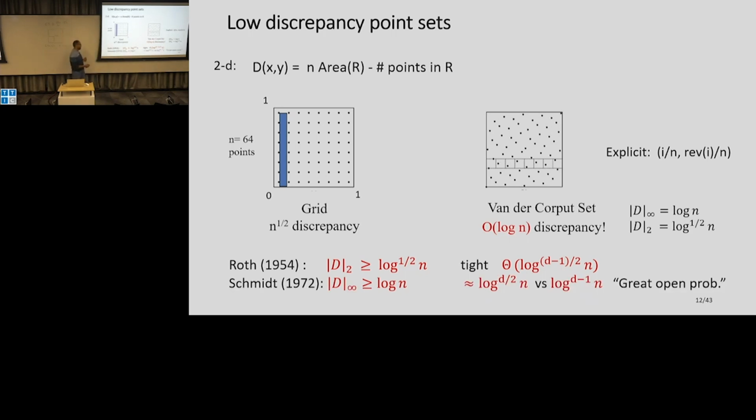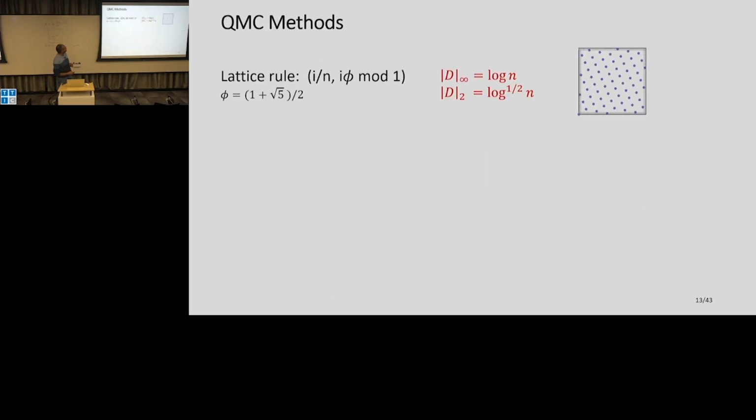And for the infinity norm, this was again later improved. It's still open to close the gap for D greater than 2. This is what they call the great open problem in this field. So this log n matches the lower bound for D equal to 2, but not for higher dimensions. Again, these are the kinds of things people look at in this area.